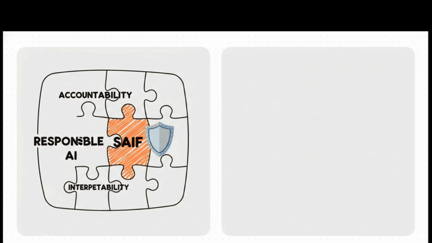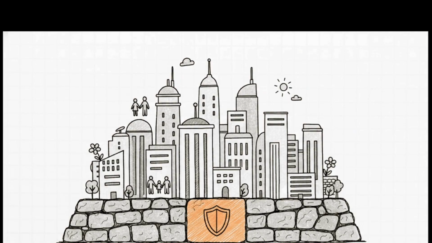Think of responsible AI as the whole puzzle, the big picture goal of making AI fair, safe, and accountable. SAIF is a really crucial piece of that puzzle. It provides the specific, detailed framework for the security and privacy parts. It's kind of the piece that locks everything else into place. So, the bottom line is this. If we really want to build an AI-powered future that we can all benefit from and, most importantly, that we can all trust, we need proactive, clear, and collaborative blueprints like the Secure AI Framework to be that solid foundation.